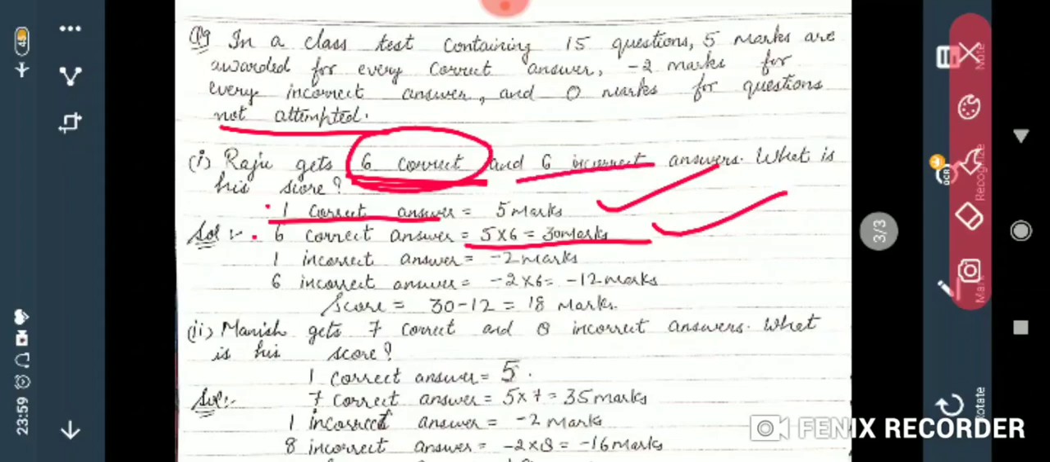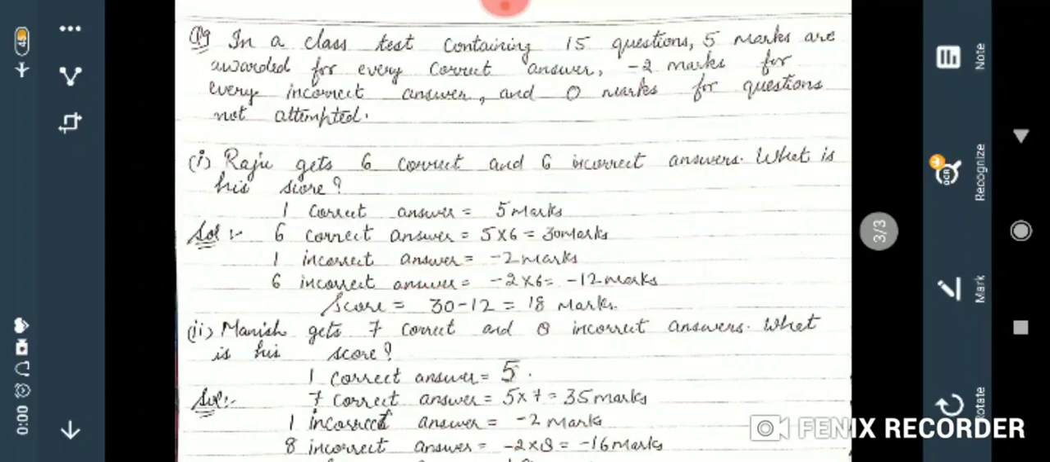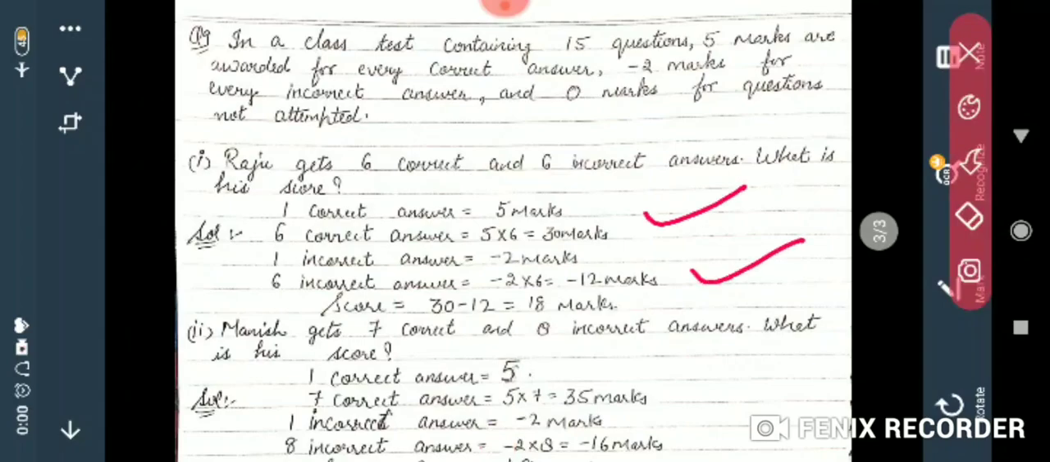ठीक है? Then 6 incorrect answers is also there. Then for one incorrect answer, how many marks are there? Minus 2 will be there. Then for 6 incorrect answers, minus 2 multiply 6. How much? Minus 12. So what will be the score? 30, that means the correct marks subtract incorrect marks. So 30 minus 12, what you will get? 18 marks. So how many marks he scored? 18.